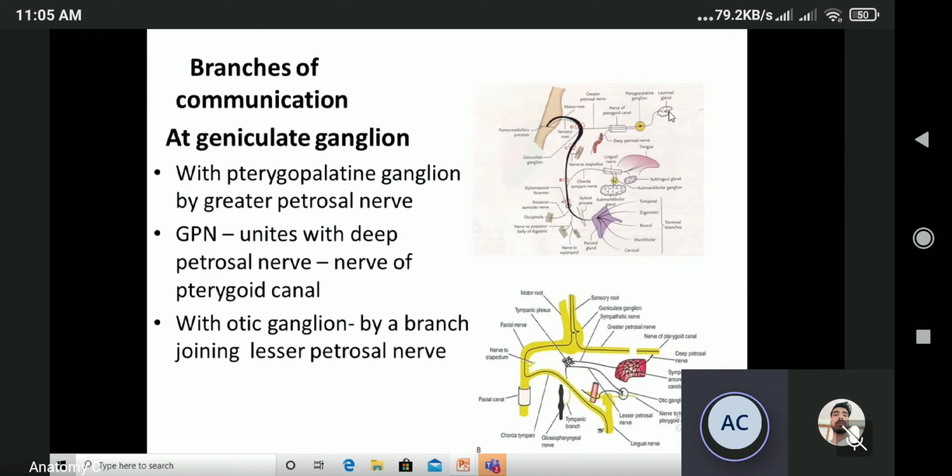So you should know how it communicates with the other branches as well. So at the genu, the greater petrosal nerve joins with the deep petrosal nerve and forms the nerve of the pterygoid canal.